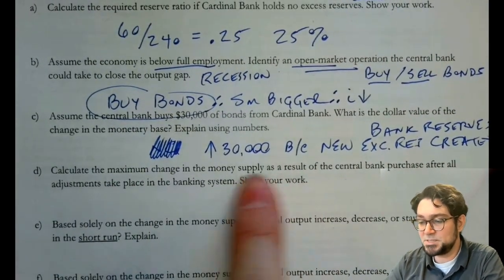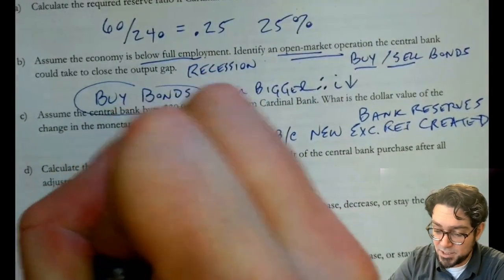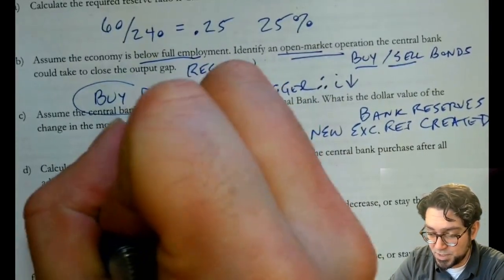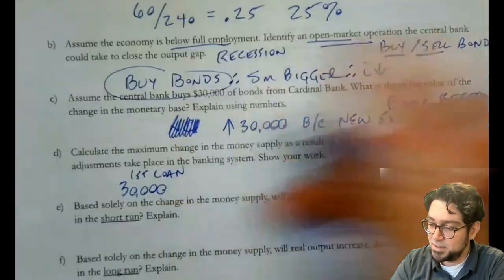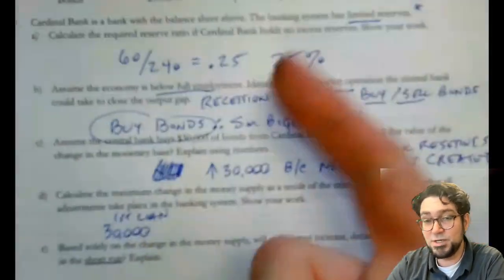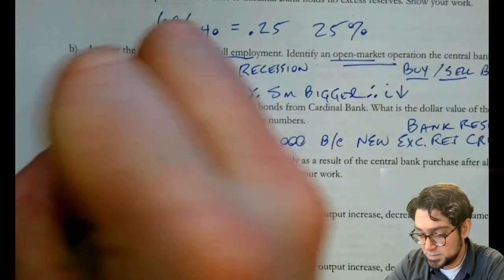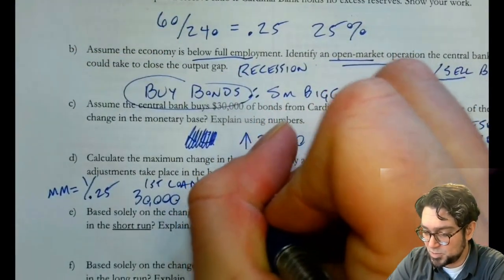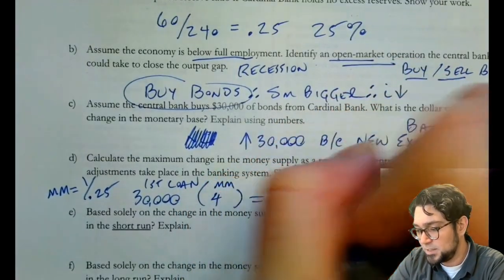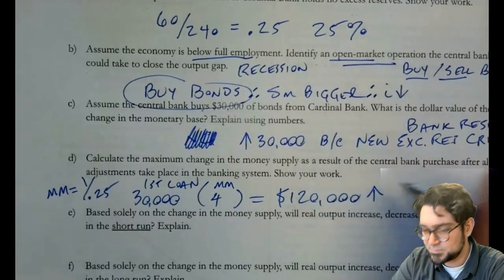Calculate the maximum change in money supply as a result of the central bank purchase. After all adjustments take place, show your work. Well, the initial that they could loan would be, well, 30,000. They could loan all of it out. The money multiplier is 1 over 0.25, right? So our money multiplier is 1 over 0.25, so times our money multiplier of 4 gives us a 120,000 increase.